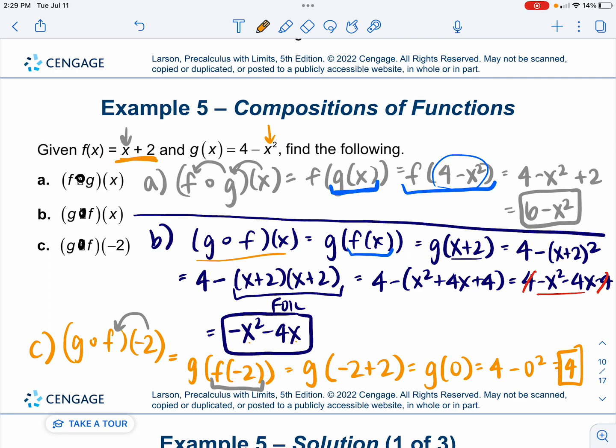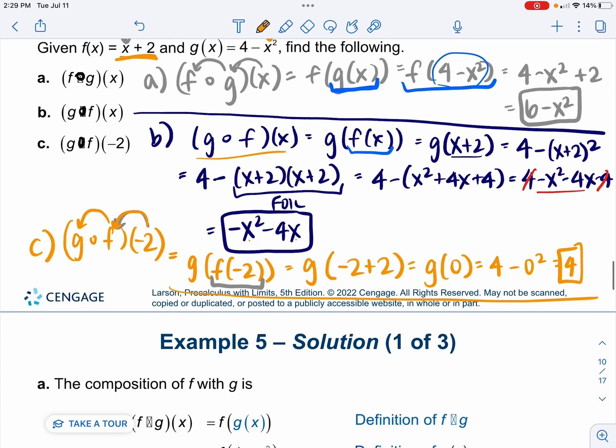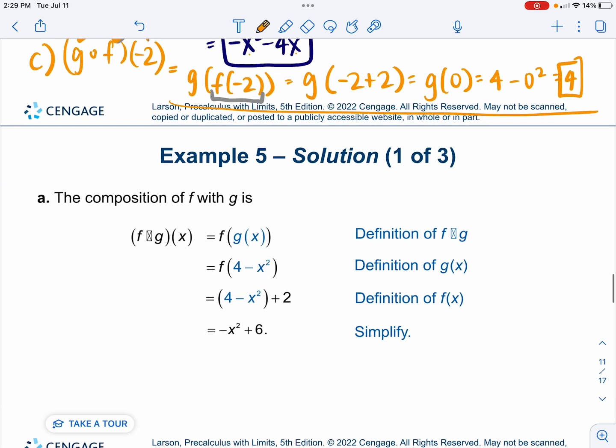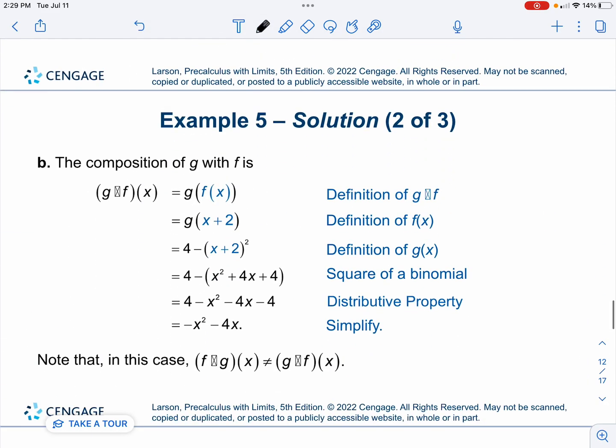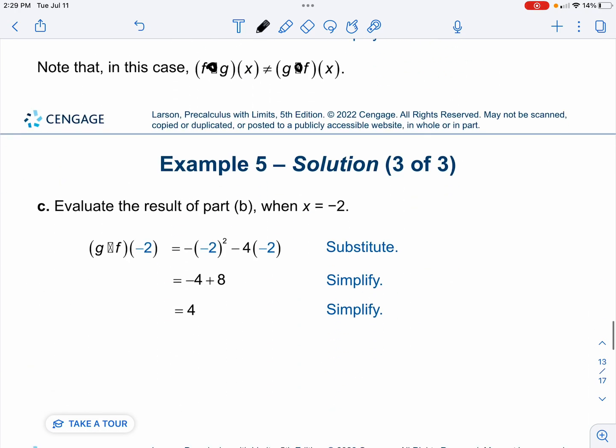So when you have a number, you first plug the number in the F function, and then you take that result and plug it into the G function. And all that work is shown here. There's A, B, C.